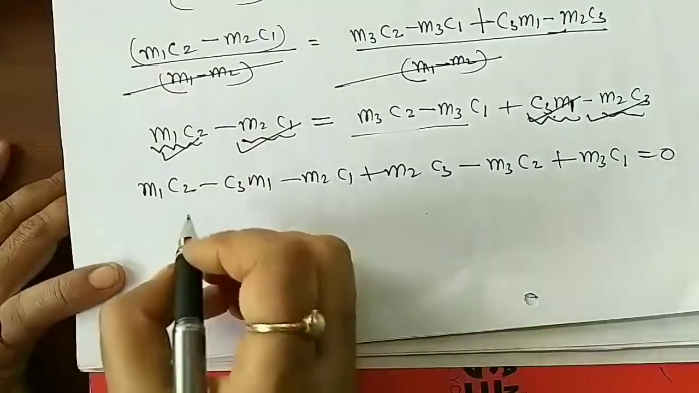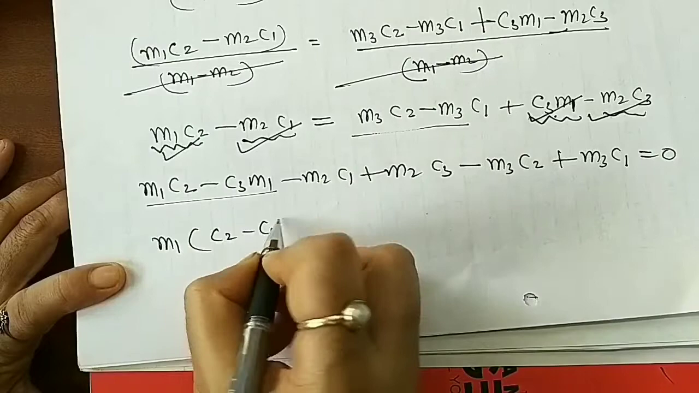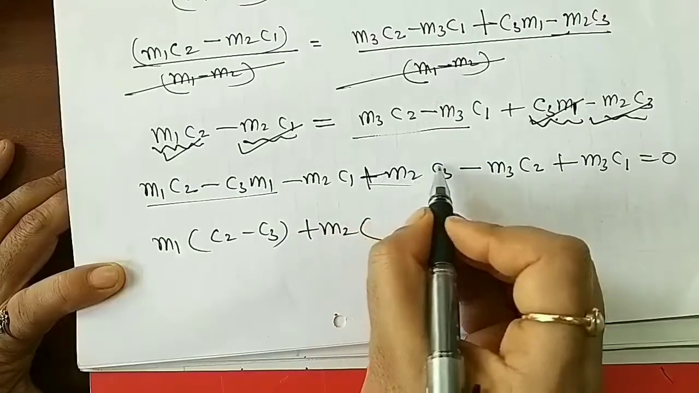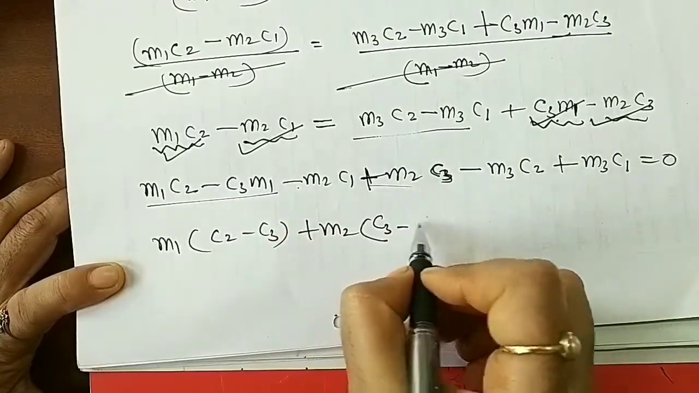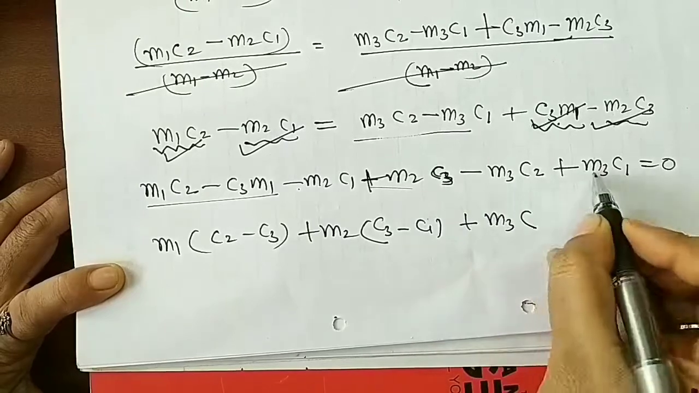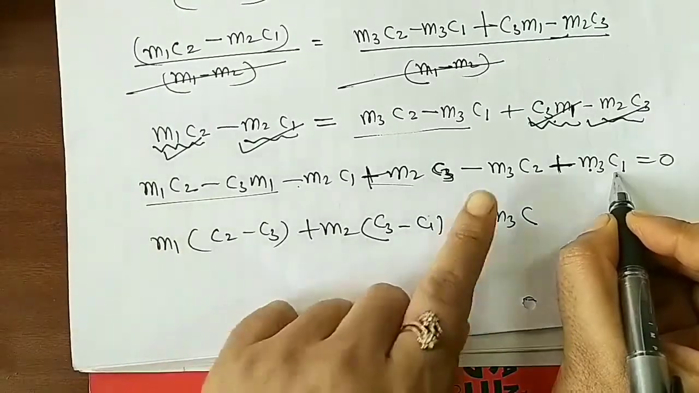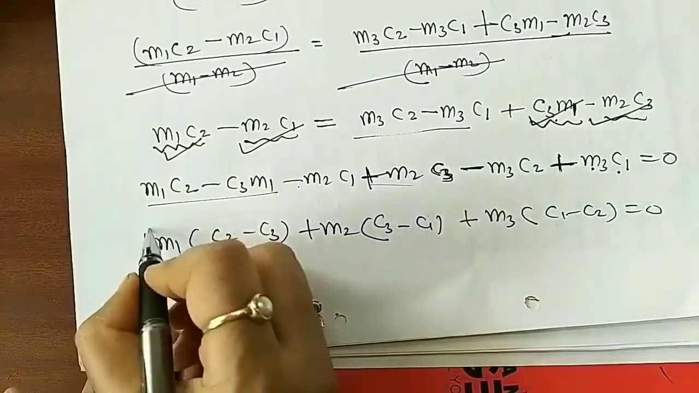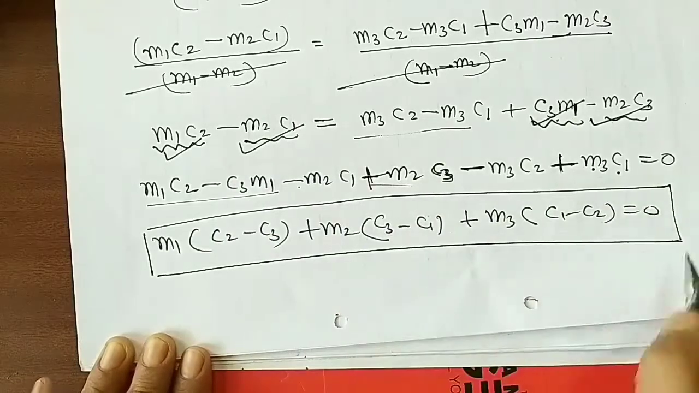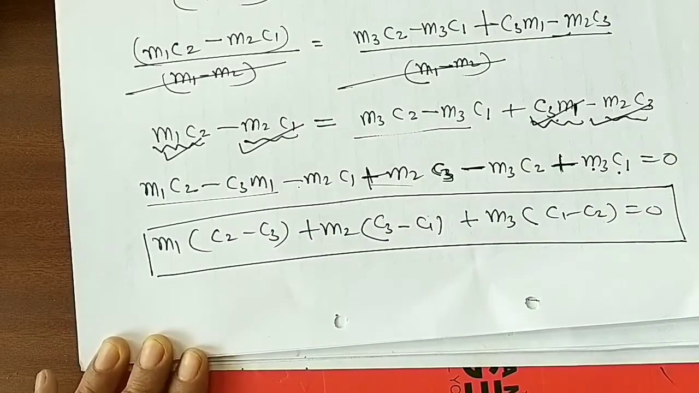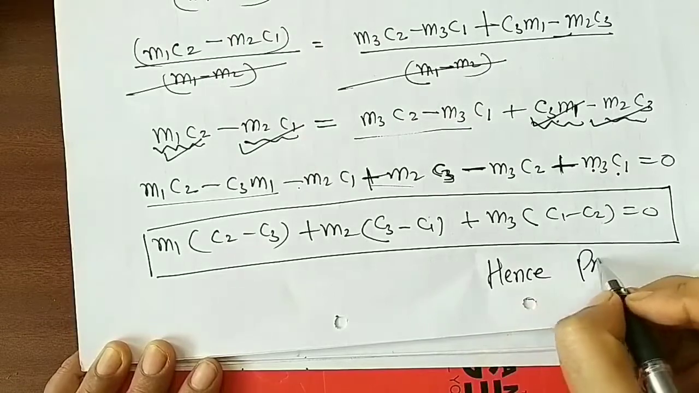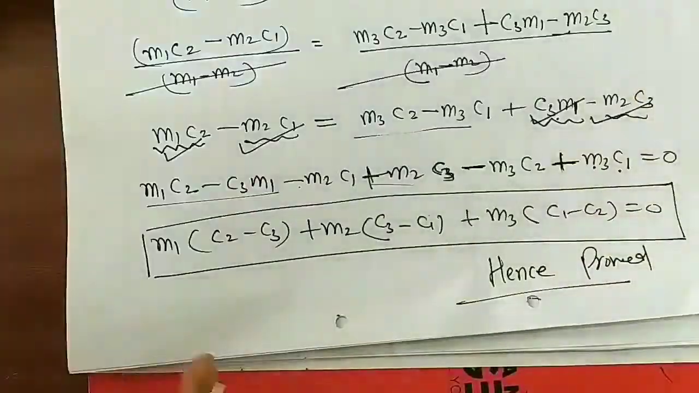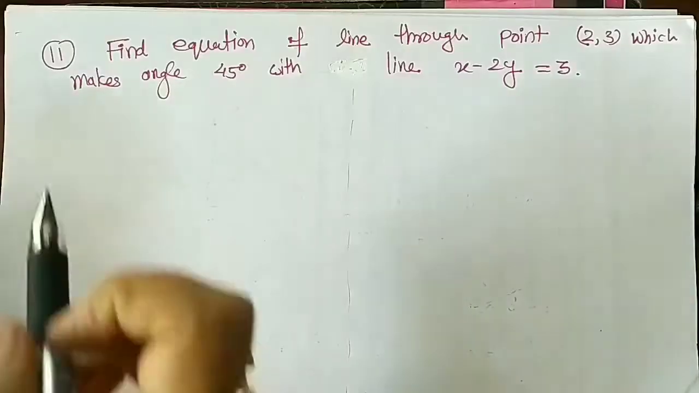Now let me collect it. Let me write m1 common, so it is c2 minus c3. Here I want to take m2 common, so plus m2. Since I am taking plus m2, my c3 will come first, because this is plus and this is minus, so c3 minus c1. Plus m3 I want to take common, so this will come first, and this I can write later, so c1 minus c2. I hope you understood. It is just algebraic manipulation. If you want, you can put one more step in between, but this is what we had to prove. So it is hence proved. You can see this is what I was supposed to prove and this is what I got. Here is question number 11.